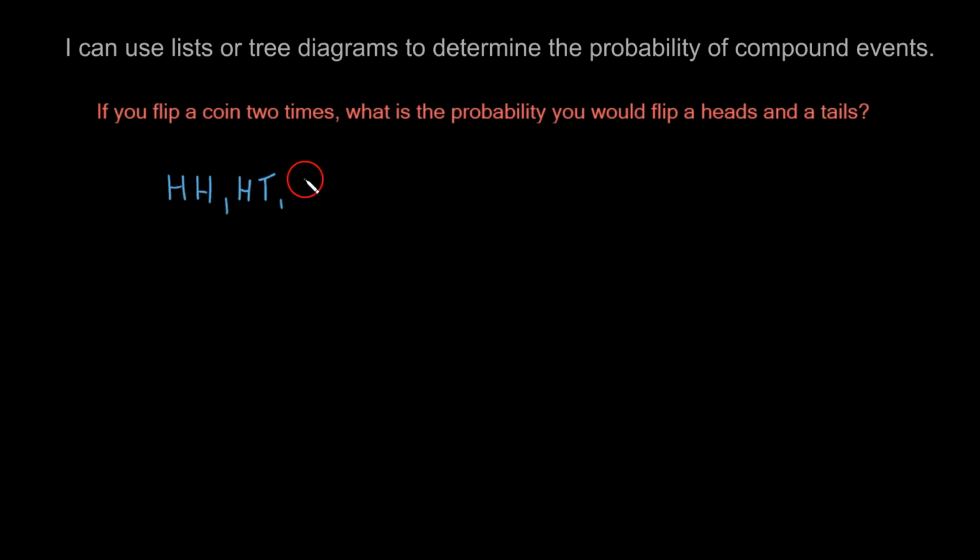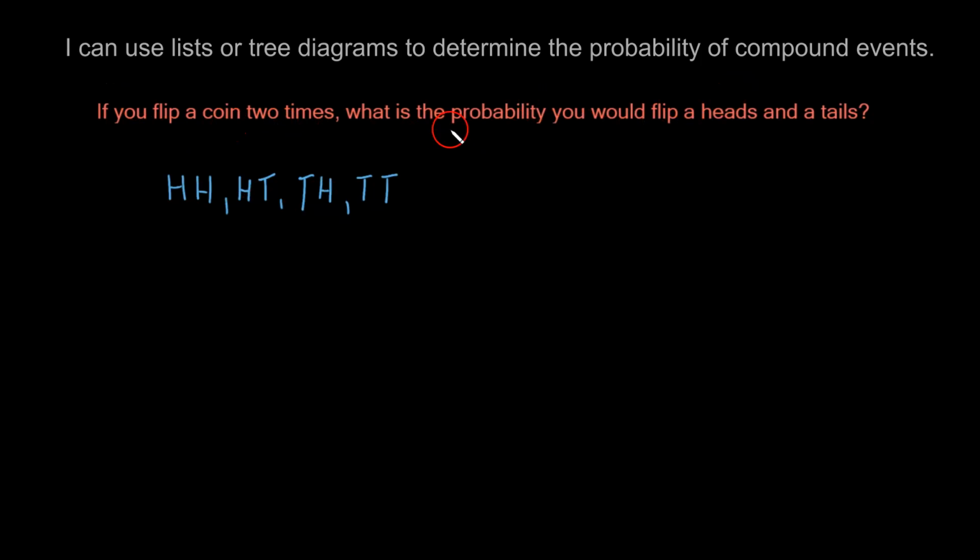If we flip a tails on the first flip, then we could also flip a heads on the second flip. If we flip a tails on the first flip, we also could flip a tails on the second flip. So this would be all possible outcomes that could happen if we flip 2 coins, or flipped a coin twice, that is. So our favorable outcomes here.